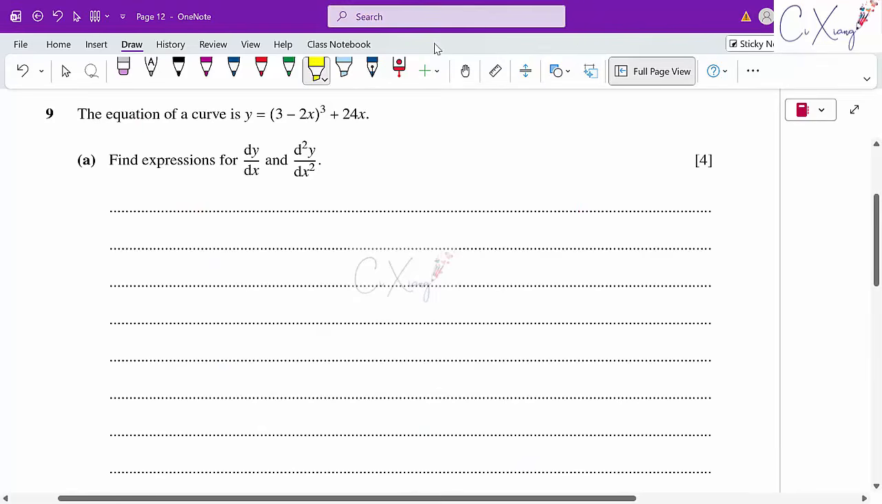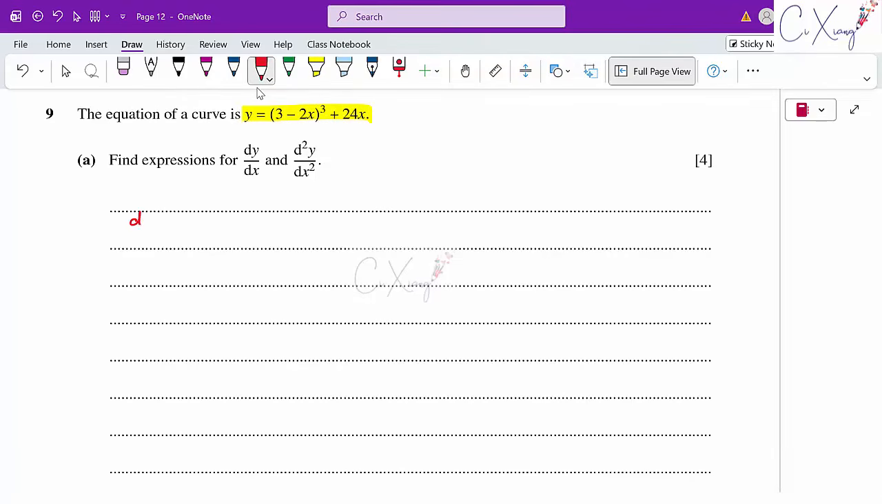All right, so we are having the equation of y in terms of x. Find the expression for dy/dx and also d squared y/dx squared. Right, I think this is a straightforward question.